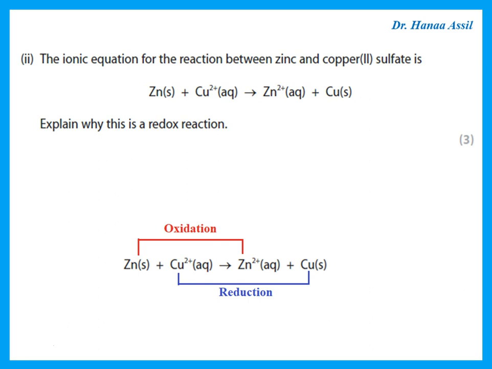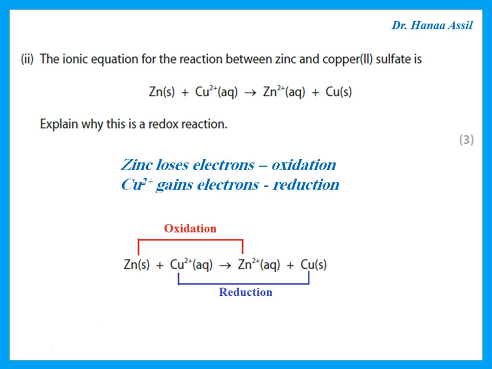That's oxidation. Now, copper 2 plus, what happened to the copper 2 plus? It gained electrons in order to become copper. Or it had a reduction in its oxidation number. Its oxidation number changed from plus 2 to 0. So that is reduction. So I need to say that the zinc loses electrons, and that is oxidation. The copper 2 plus gains electrons, and that is reduction.